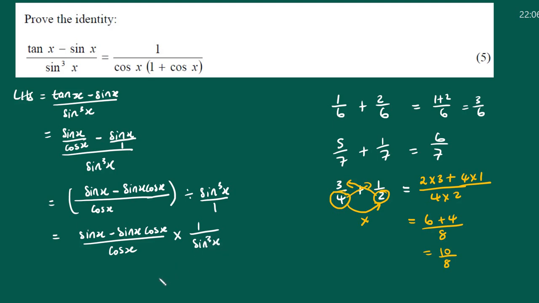Now you can already see there is a certain pattern here, because if you multiply the whole of this by 1, you are simply going to have sine x minus sine x cos x divided by cos x sine cubed x. Now, who can see the type of factorization we can actually do here? Does anyone see where we can factorize?